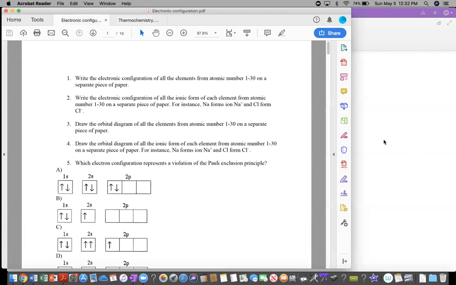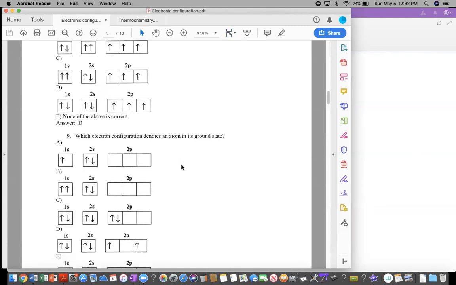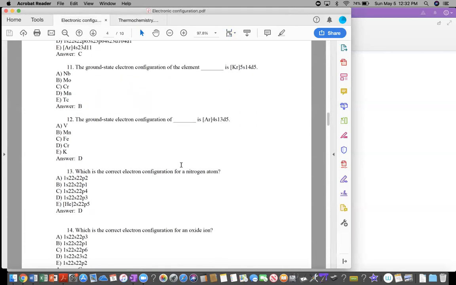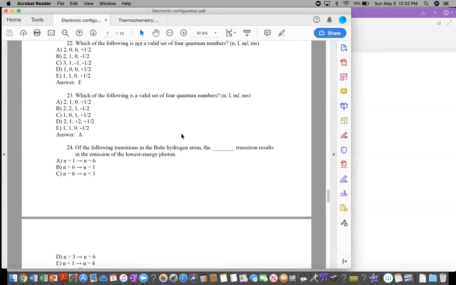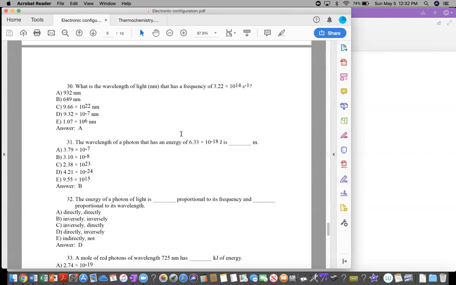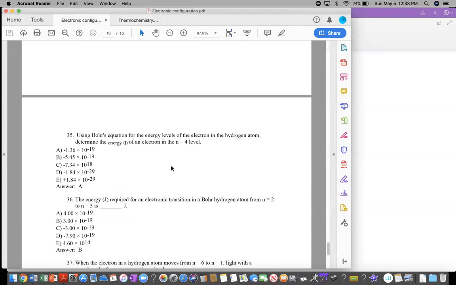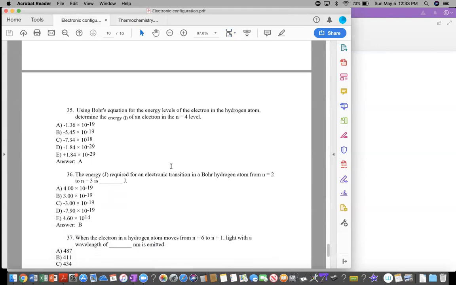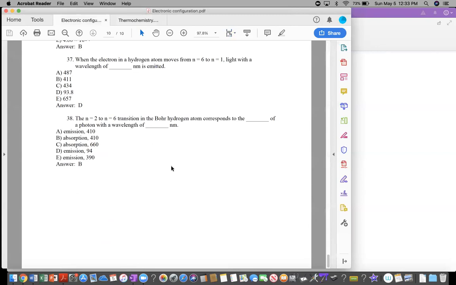For the quiz, should we expect questions about quantum numbers like the worksheet? Yes. If you work on this chapter 6 worksheet, that's what your questions should look like: electronic configuration, quantum numbers, and also the math questions you see at the end, like nanometers, joules, energy, all those kinds of questions. Electron jumping from the 4th floor to the 2nd floor or something like that. If you finish this worksheet, then you should be good.